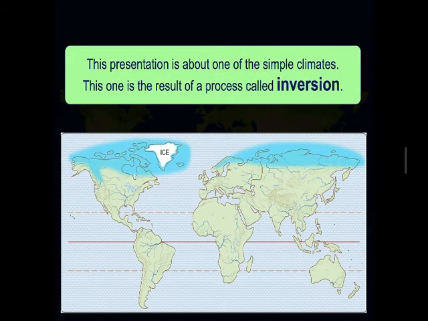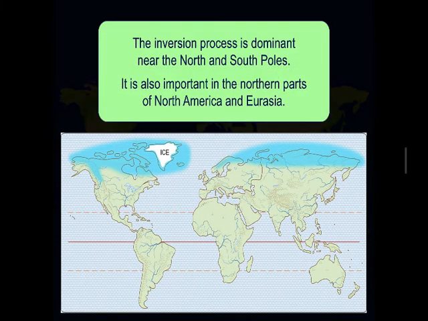This video is about one of the simple climates. This one is the result of a process called inversion. The inversion process is dominant near the North and South poles. It is also important in the northern parts of North America and Eurasia.